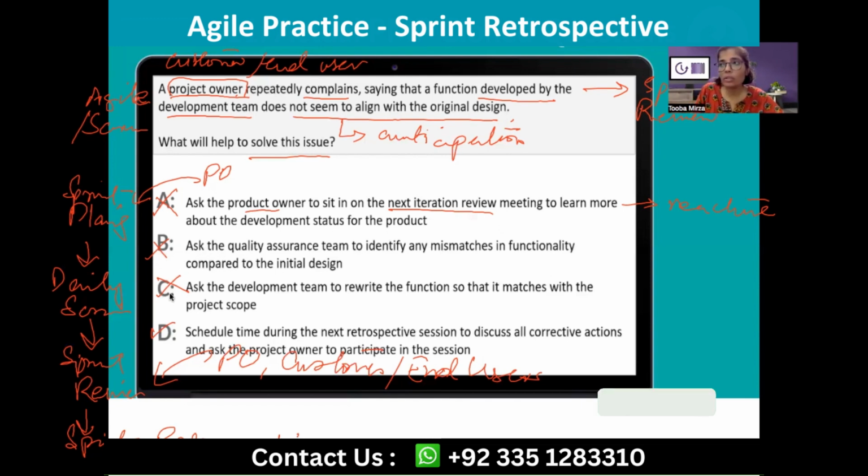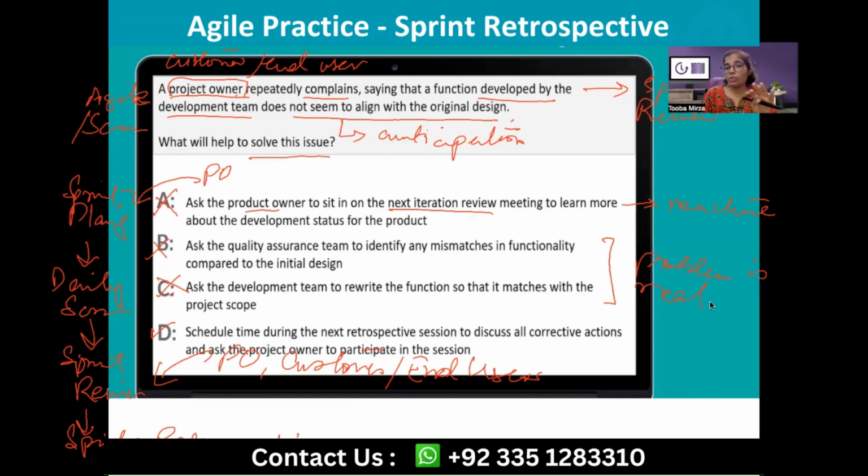B and C are not the option for the same reason. Asking the quality assurance team to identify mismatches and make the corrections, or asking the development team to rewrite the function, justifies that the problem is real.